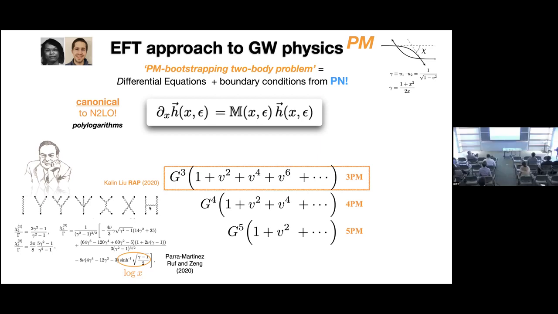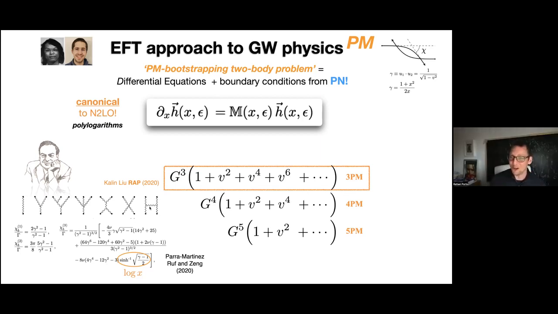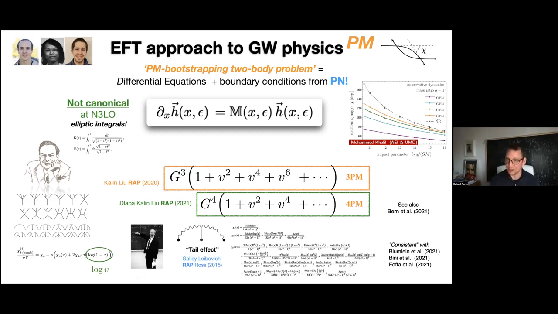So this really gave us confidence that we could go to higher orders. And then we started going into four post-Minkowskian orders. And here it gets very interesting. It gets very interesting because this is the order at which radiation reaction effects start to matter. This is where this tail effect that I mentioned earlier starts to matter.